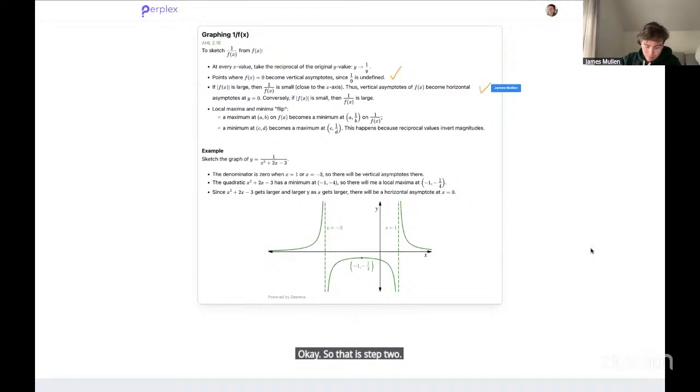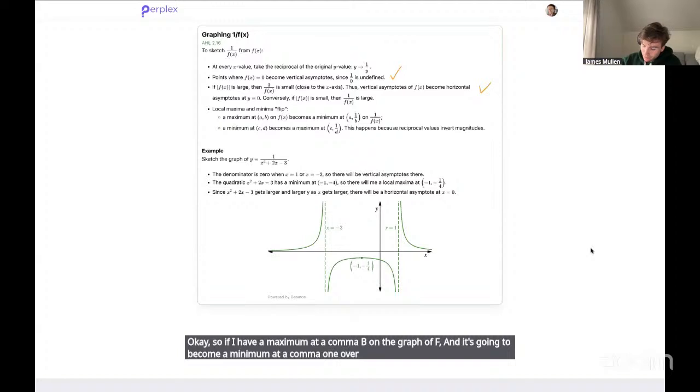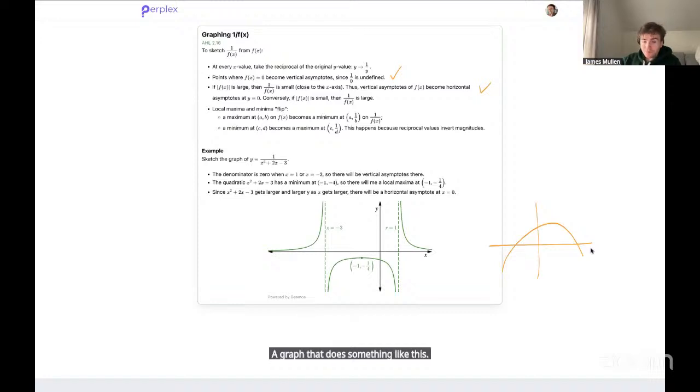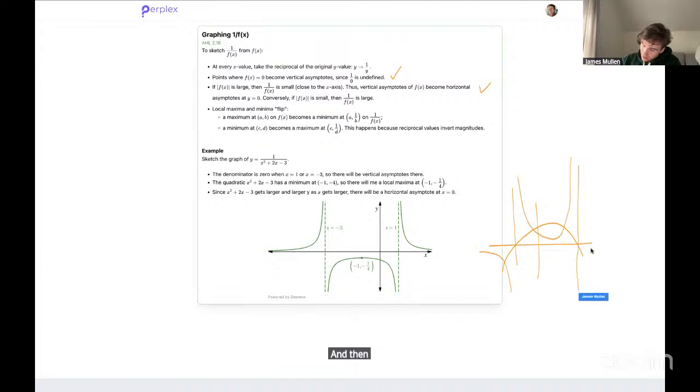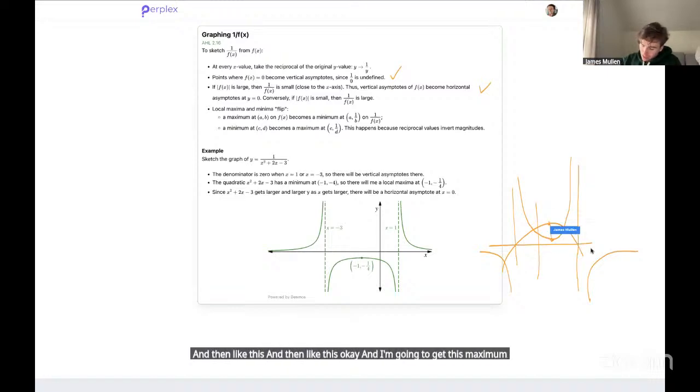And yeah, now the local maxima and the local minima are going to flip, okay? So if I have a maximum at a comma b on the graph of f, then it's going to become a minimum at a comma 1 over b, because let's say I have a graph that does something like this. When I do 1 over b, I'm doing 1 divided by the value. So the larger the value, the smaller it's going to be. And I'm going to get something that looks like, well, there's going to be an asymptote here. So it's going to be like this, and then like this, and then like this, okay? And this maximum becomes this minimum, okay?